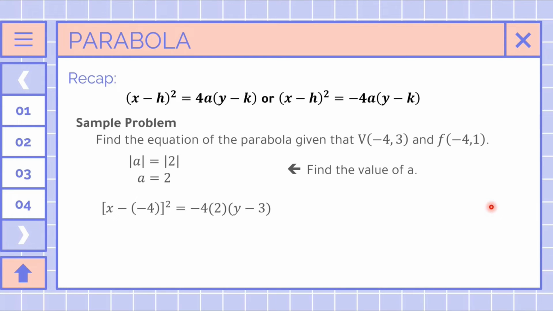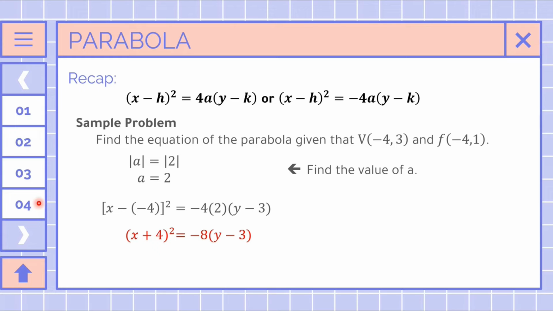And then next we'll try to substitute what we have here. So again, this corresponds to H, this corresponds to K, while this corresponds to the focus. And the focus cannot be directly substituted to the standard equation of a parabola. So by substitution, we'll have the quantity x minus negative 4 squared is equal to negative 4 times 2 times y minus 3.